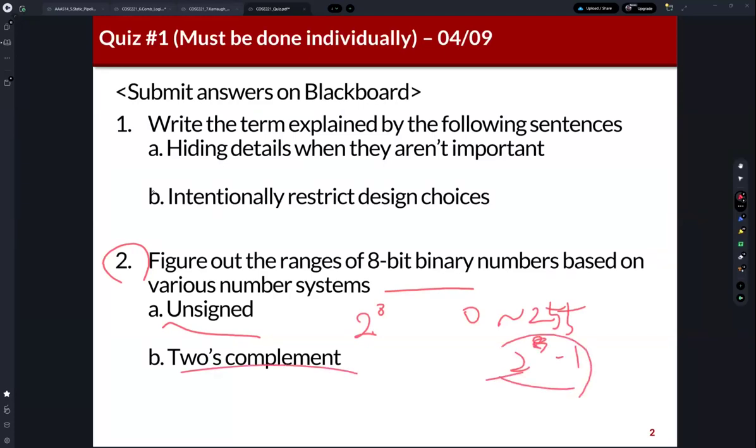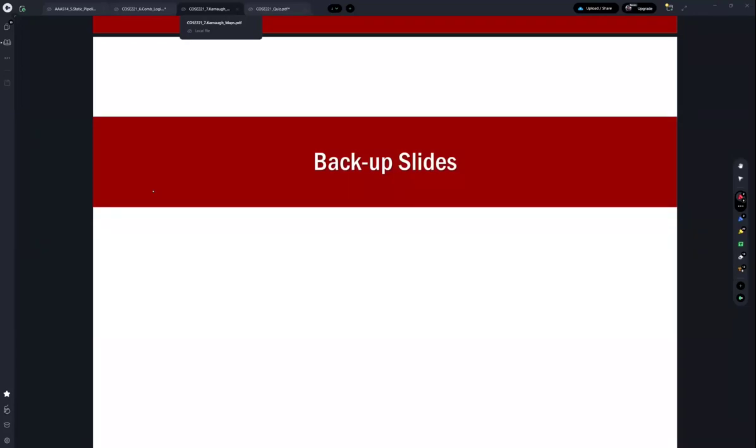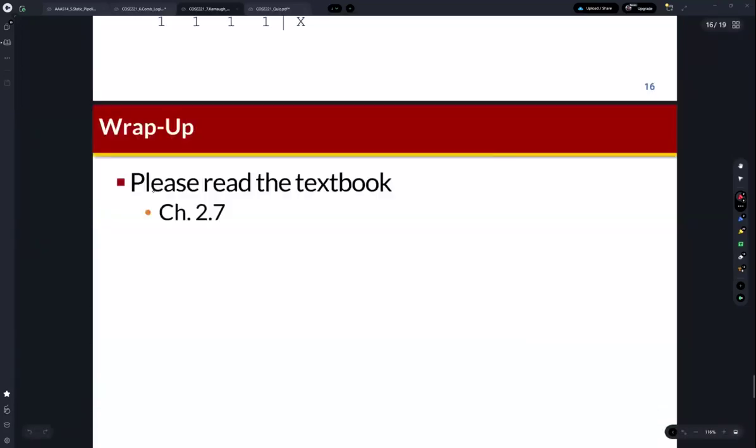And then two's complement is minus 128 to 127, right? In our computer system we frequently use 8-bit data, a byte. So please be familiar with the real range of a number. It's a very simple question. Those are very simple questions. Okay, so I want to check the real attendance of the students.